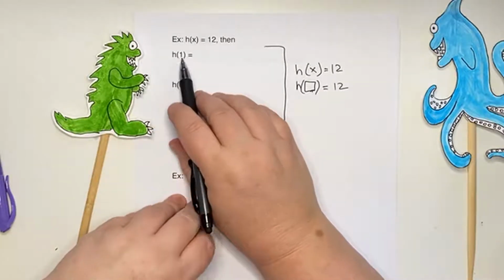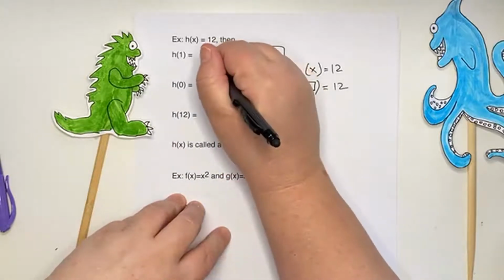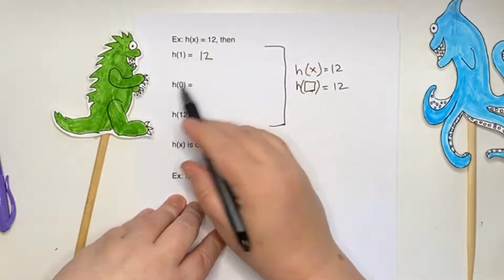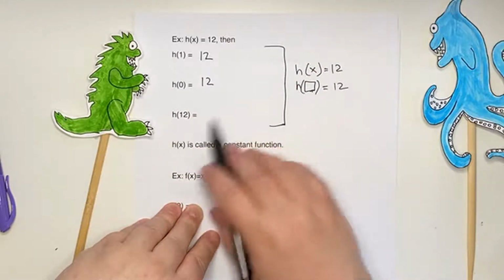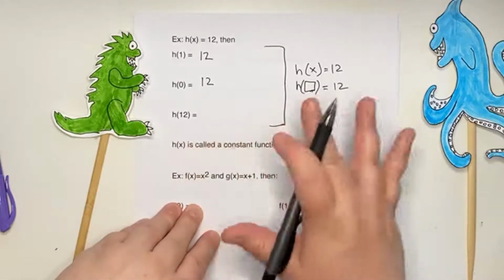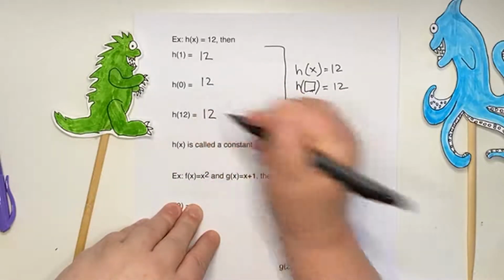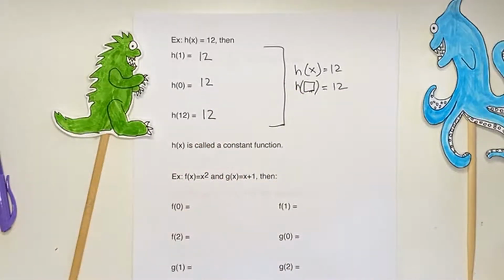So you come in with a 1. What do you go to? You go to 12. You come in with the 0, 12. Come in with the 12. Ooh, tricksy. Your brain's going to notice, wait a minute, these are related. It's a coincidence. h of 12 is 12. h of anything is 12.